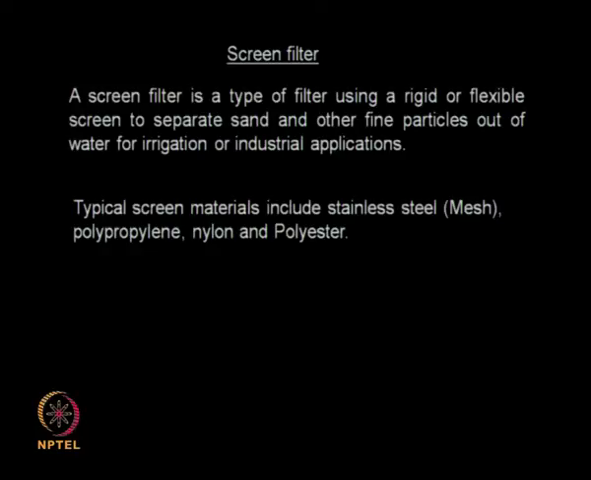The materials you may use are stainless steel or iron mesh, polypropylene mesh, nylon mesh, polyester mesh. They are very rigid, very rugged, and they can last for a very long time. You can have meshes of different sizes, that means different hole sizes, so you will also be able to separate the particles into different categories depending upon the particle size. So these filters are very ubiquitous if you are interested in collecting particles of various sizes.